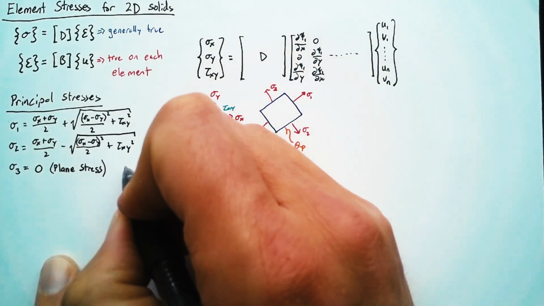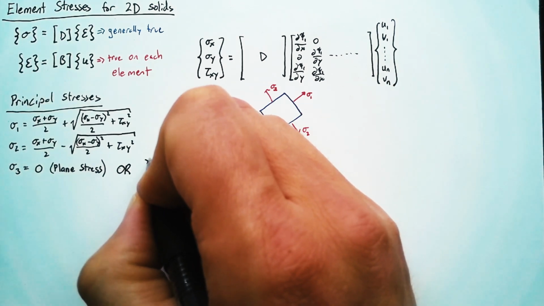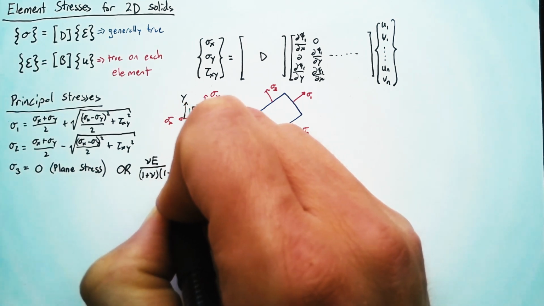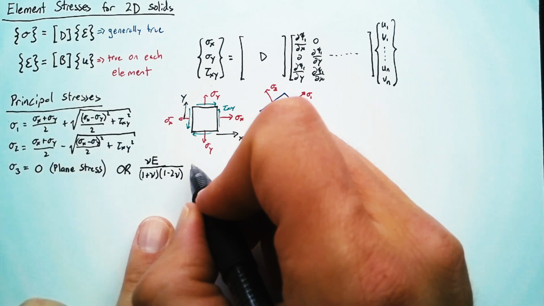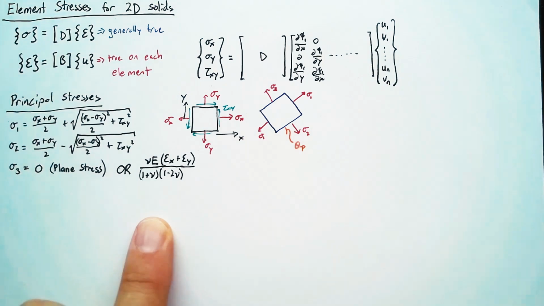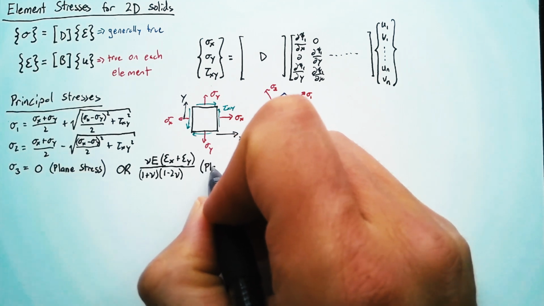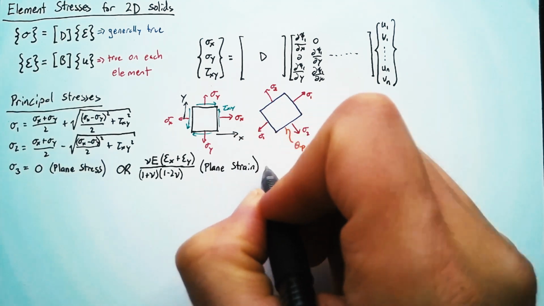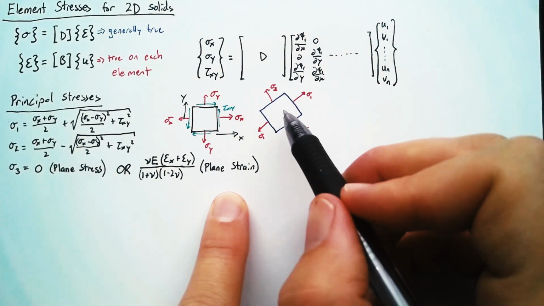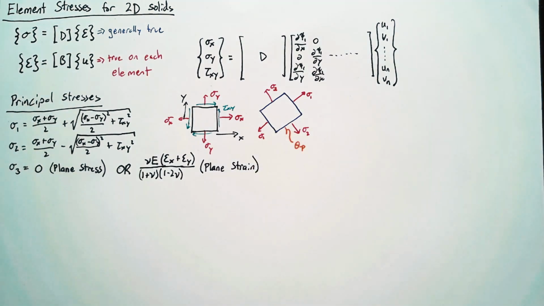And then looking at sigma 3 for plane strain, it ends up being nu times E over (1 plus nu)(1 minus 2 nu), and it's actually going to be multiplied by epsilon x plus epsilon y. And that's just a little bit easier than figuring that out based off of these other stresses. And that was for plane strain. So in plane strain, the strain in this third direction is equal to 0. So it's always the same thickness. So that means that there is some stress associated with it.